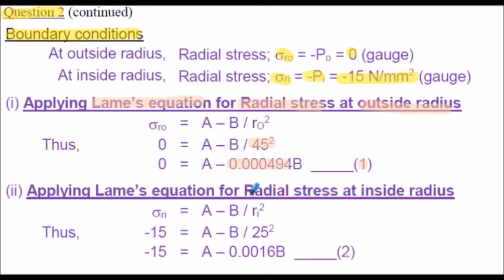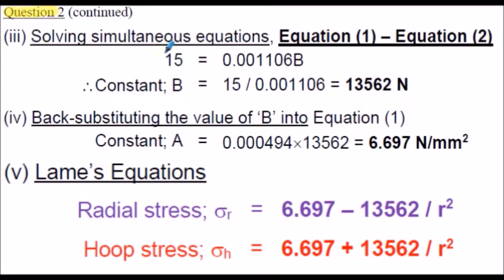And similarly we can find the radial stress at the inside surface. We know the pressure at the inside is negative 15 newtons per millimeter squared, so equation 2 can be derived. So now I've got my two equations, I can solve them simultaneously to find constants A and B. Question 2 continued. Solving the equations simultaneously, equation 1 minus equation 2 in this case, we find that constant B is 13,562 newtons, and back substituting the value of B into equation 1, we find constant A is 6.697 newtons per millimeter squared.